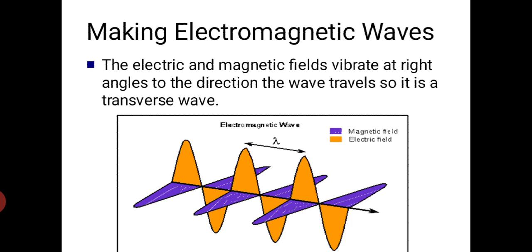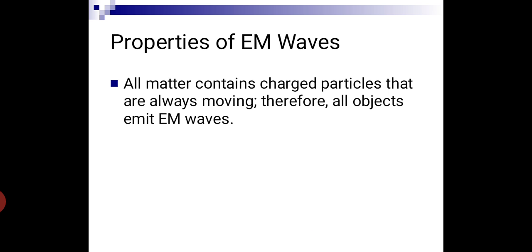Transverse waves are those waves whose vibrations are perpendicular to the direction of wave motion. Here we see in the diagram, electric field and magnetic field vectors vibrate perpendicular to each other and also perpendicular to the direction of wave motion. So this was the electromagnetic wave. How are these produced? By accelerating charged particle.